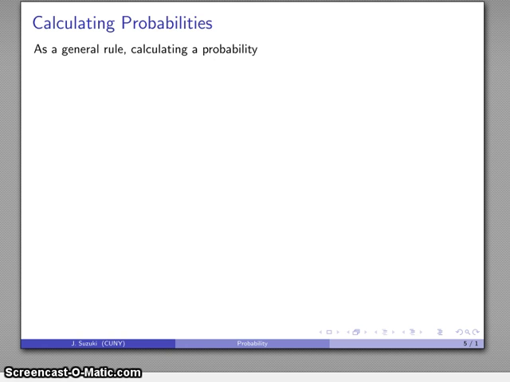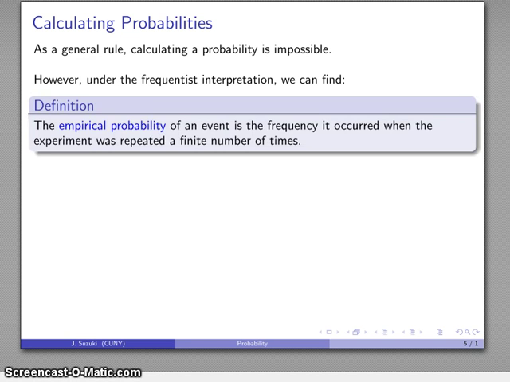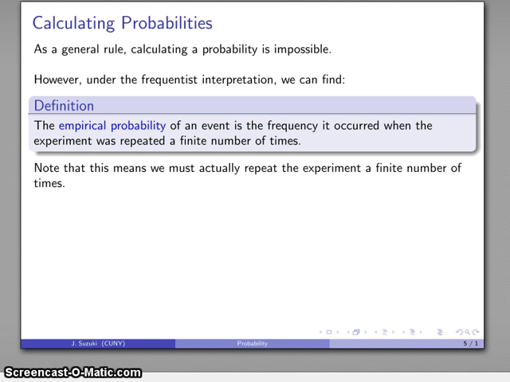So how do we find probabilities? As a general rule, calculating a probability is impossible. You cannot calculate a probability. However, if we use the frequentist interpretation, we can find what's called an empirical probability. The empirical probability of an event is the frequency it occurred when the experiment was repeated some finite number of times. Note that this means we actually have to perform the random experiment a finite number of times. You cannot find an empirical probability without performing the random experiment.